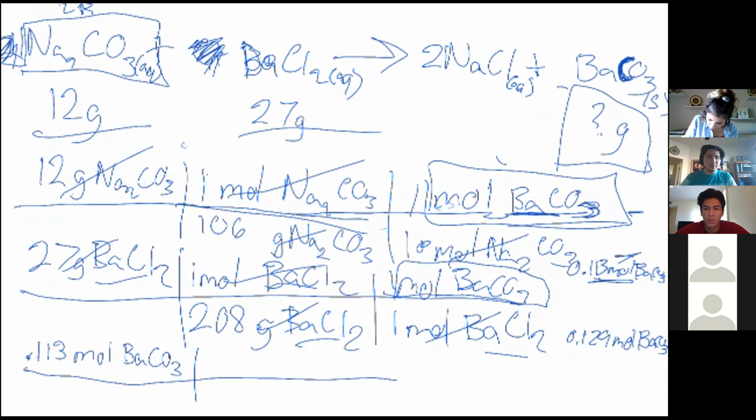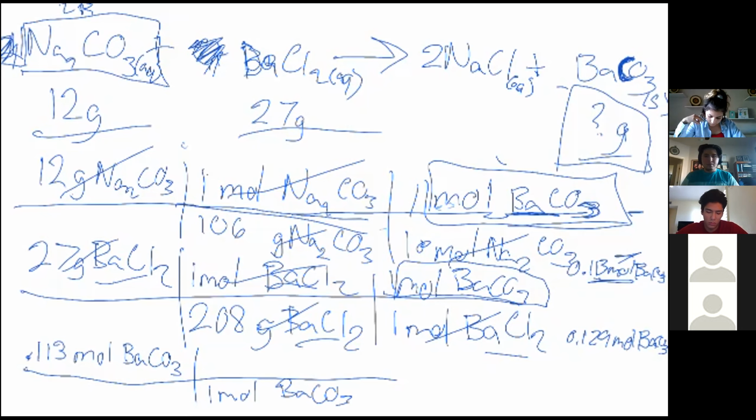Exactly. Beautiful. So are we converting moles back to grams again? Yes, because we're trying to figure out the amount of grams we can make. So how do we do that? One more at the bottom of barium. And how many grams do we have?